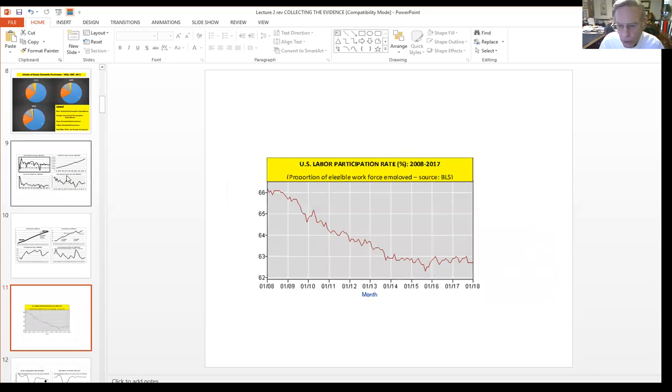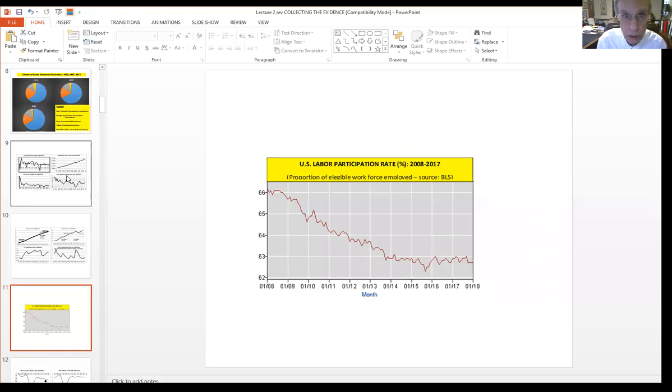This chart, which is prepared by the Federal Reserve Bank at St. Louis, shows the labor participation rate. This is the portion of people who are eligible to go to work. They're in an age range of people who can go to work. I think it's 18 to 65, but I'm not 100% sure of that.